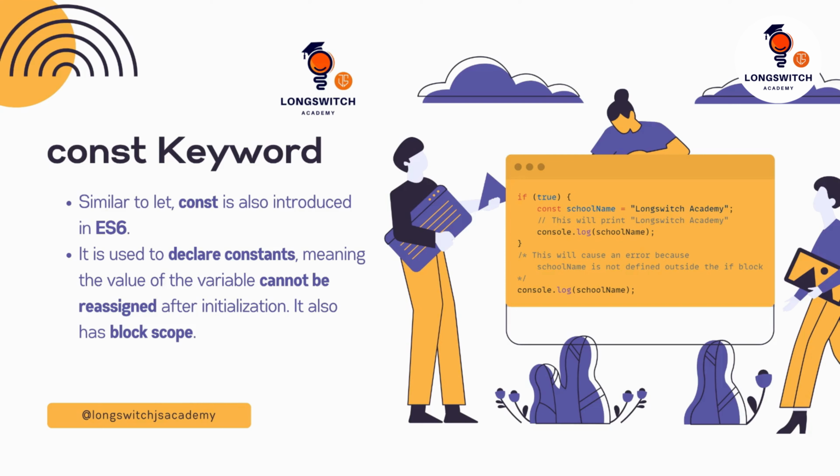Similar to let, const also has block scope. This means that a variable declared with const is only accessible within the block where it's defined. A block is typically any code enclosed by curly braces, such as in loops, conditionals, or functions. For example, if you declare a constant inside an if block or a loop, that constant is confined to the scope of that specific block. Once the block is exited, the constant is no longer accessible.